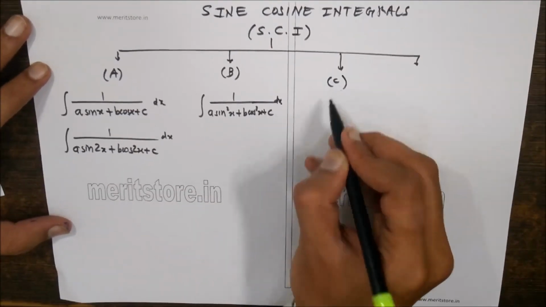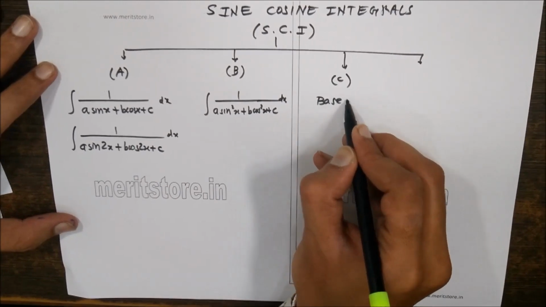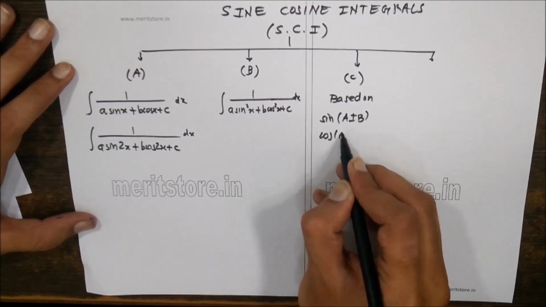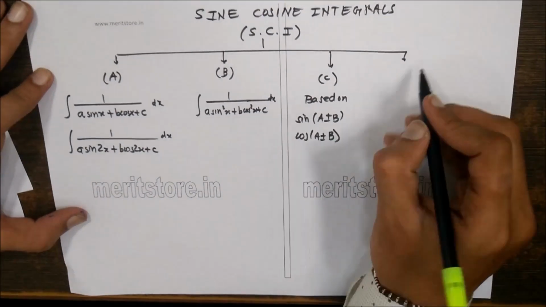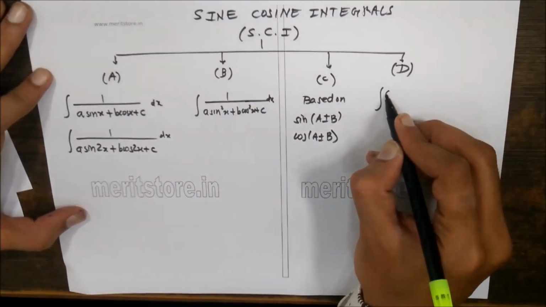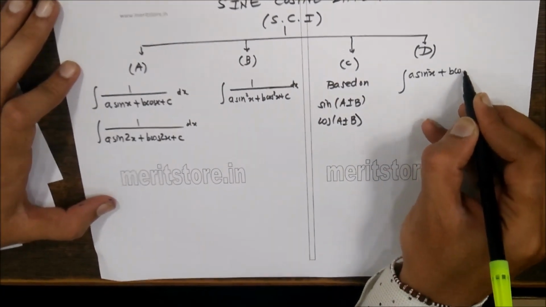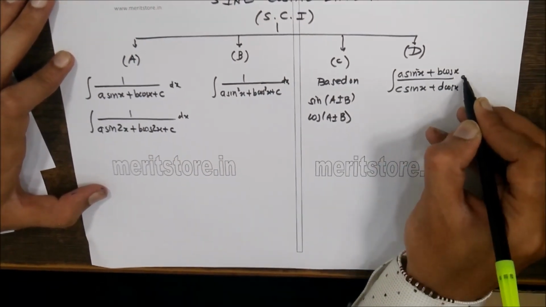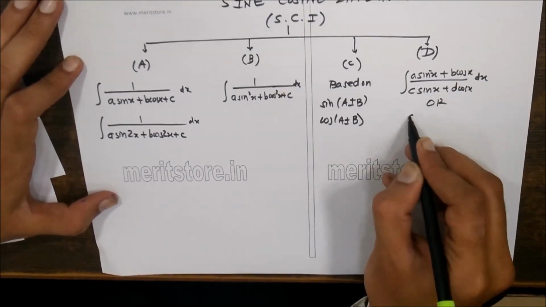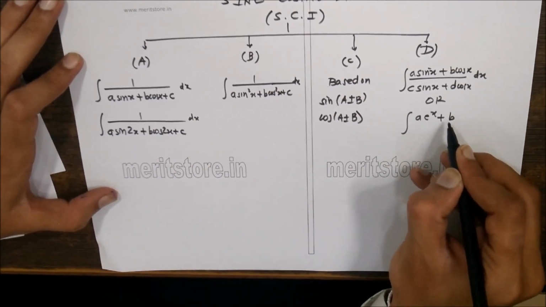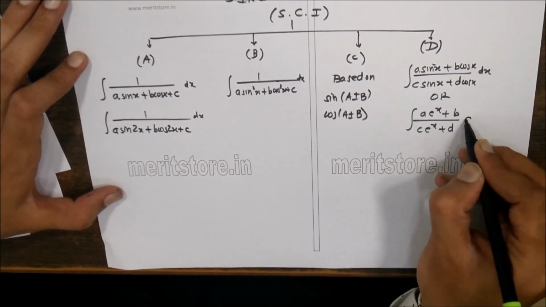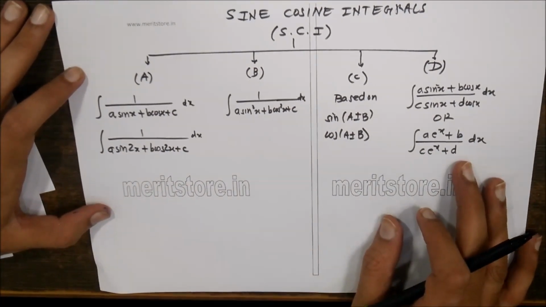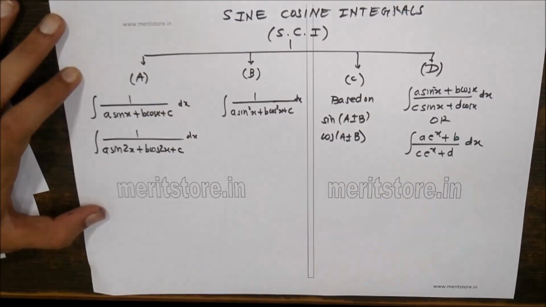Third type, which will be based on the formulas of sine of a plus minus b and cos of a plus minus b. And in the D section, we'll be learning to integrate a sine x plus b cos x upon c sine x plus d cos x. The same procedure is also applied for integral of a e raised to x plus b upon c e raised to x plus d dx. These would be the four major types of sine cosine integrals. Continuing with sine cosine A.